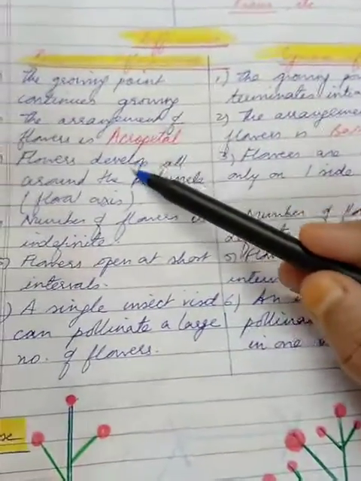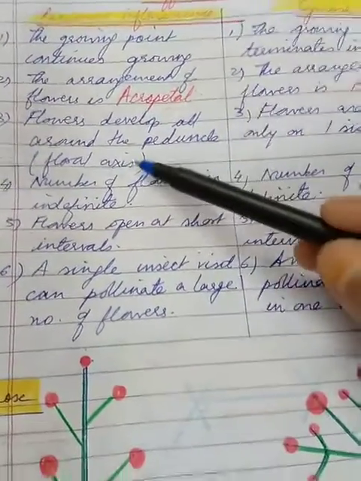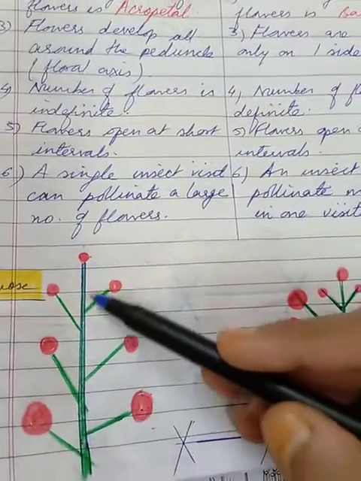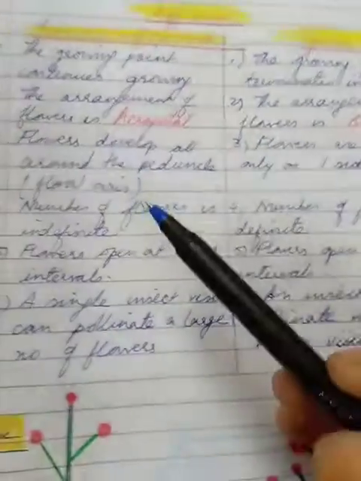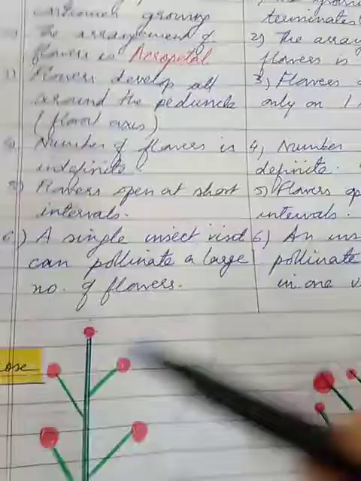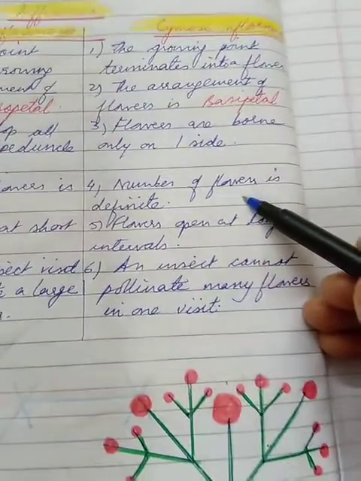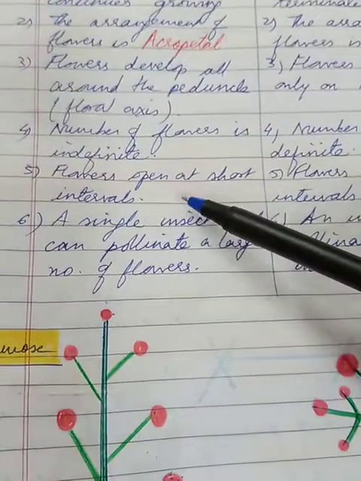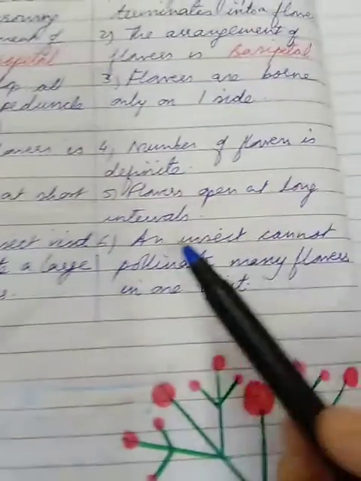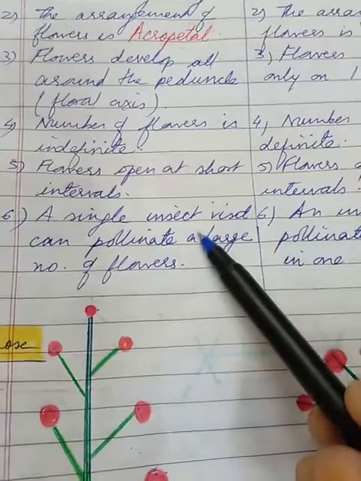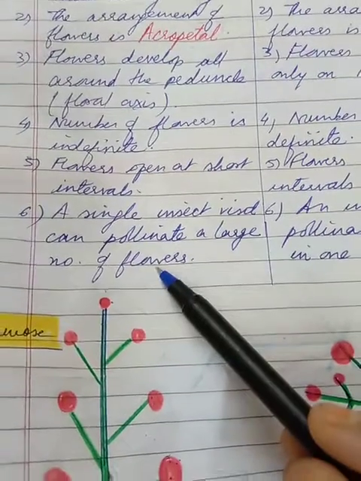Then, flowers develop around the peduncle, that is the floral axis. If this is the floral axis, the flowers will develop around it. But here, flowers are born on one side only. Alright? The number of flowers is indefinite because it continuously grows, so there is no fixed number. Whereas here, the number of flowers is definite or kind of fixed. The next one is flowers open at short intervals, whereas here they open at long intervals. And finally, a single insect when it visits can pollinate a large number of flowers.